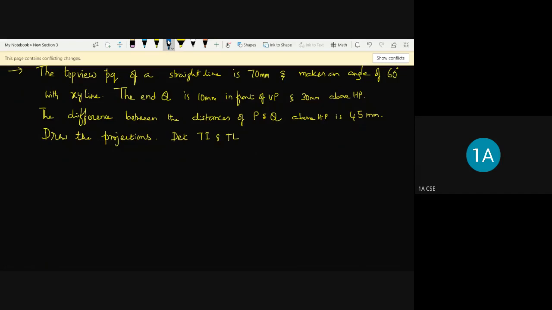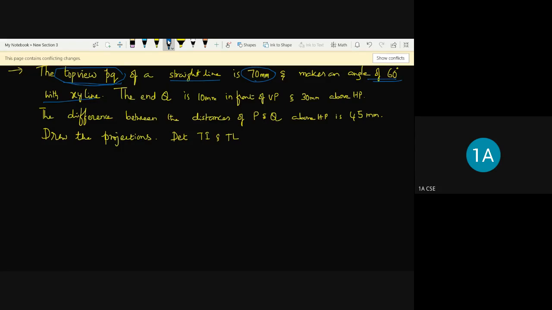So here, the top view of the straight line PQ is given as 70 mm. Means the top view is 70 mm, and it makes an angle of 60 degrees with the XY line.